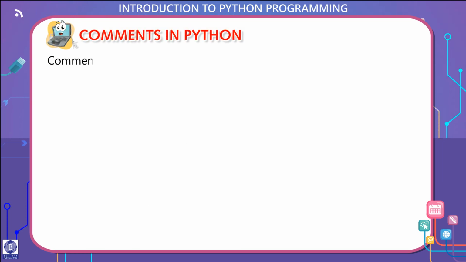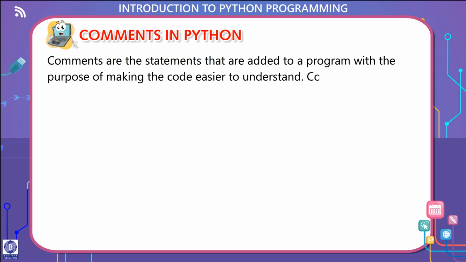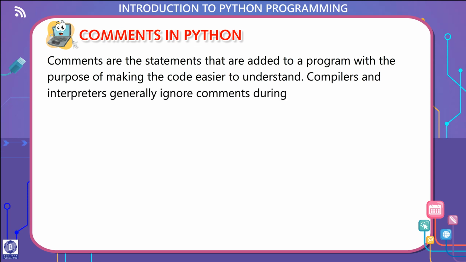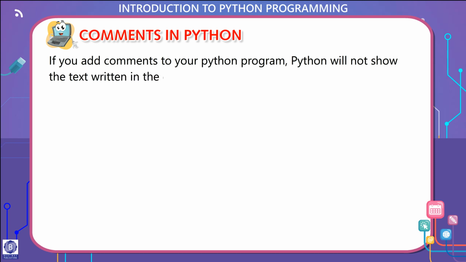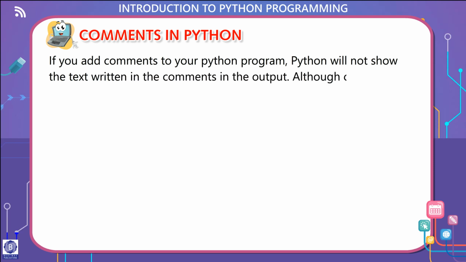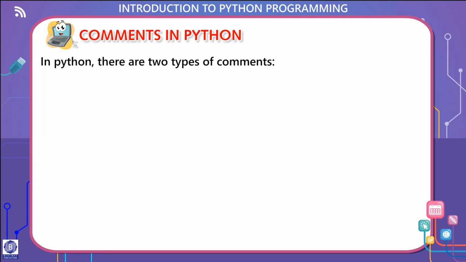Comments in Python. Comments are the statements that are added to a program with the purpose of making the code easier to understand. Compilers and interpreters generally ignore comments during the execution of the program. If you add comments to your Python program, Python will not show the text written in the comments in the output. Although comments are optional, they are needed from the user's perspective. In Python, there are two types of comments.